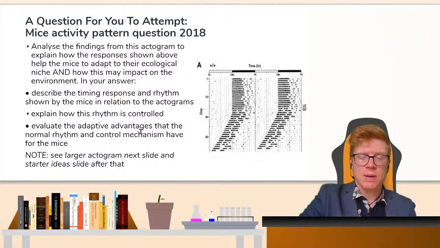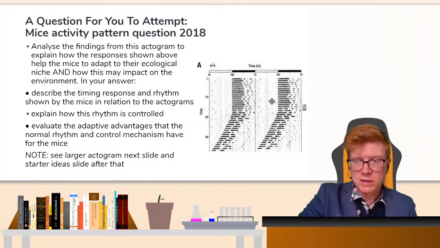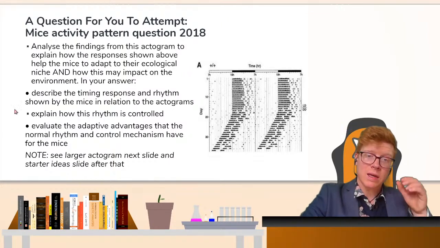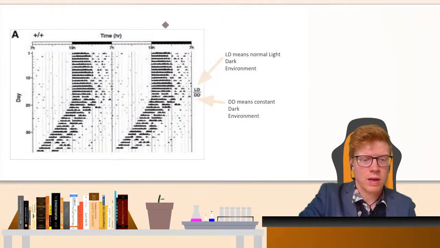And we have some notes on the next slide relating to how you might interpret these little markings that you're seeing on the sides. So LD refers to the normal cycle. DD means constant darkness. What they're saying is at that point there, above that line, there was a normal light-dark cycle. And below that point, you went into constant darkness.